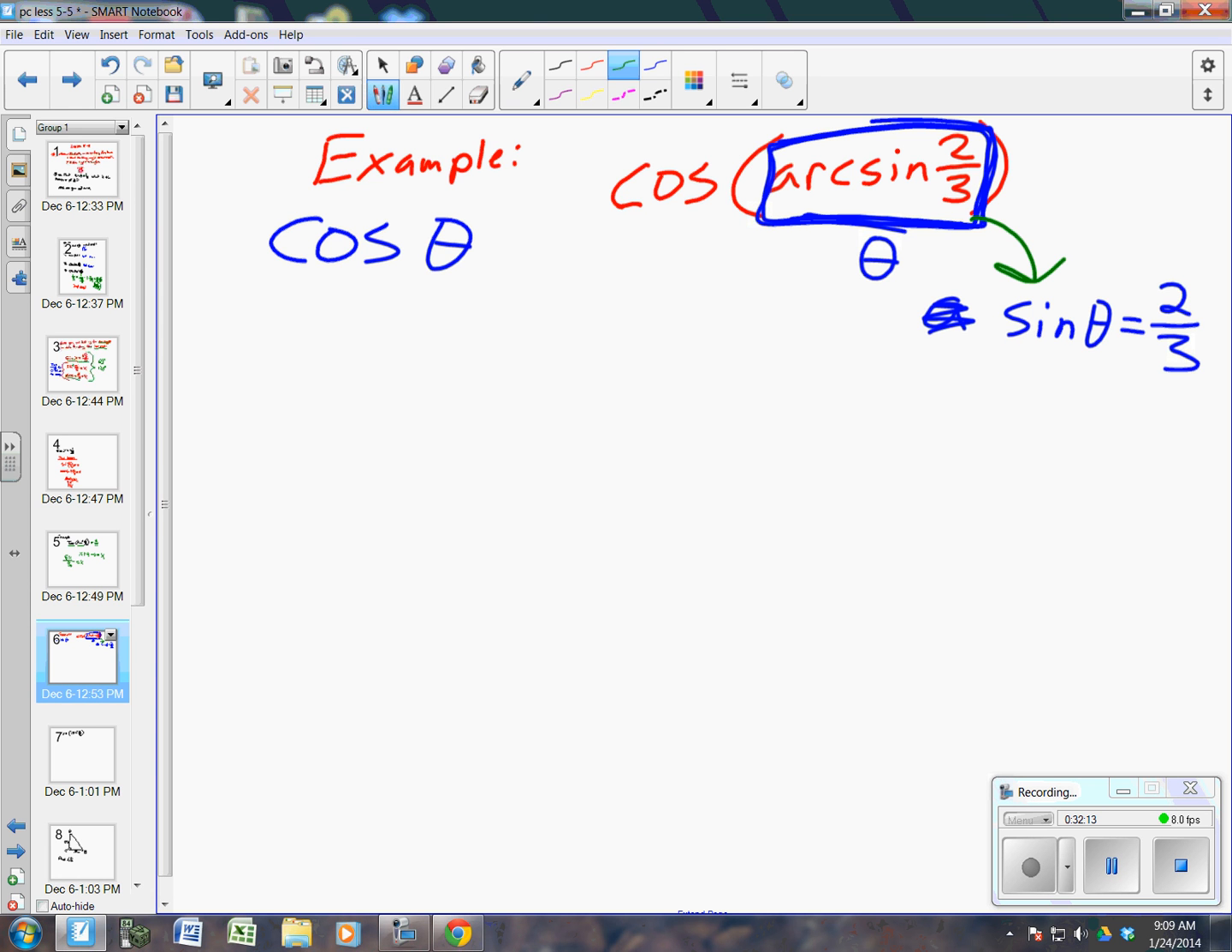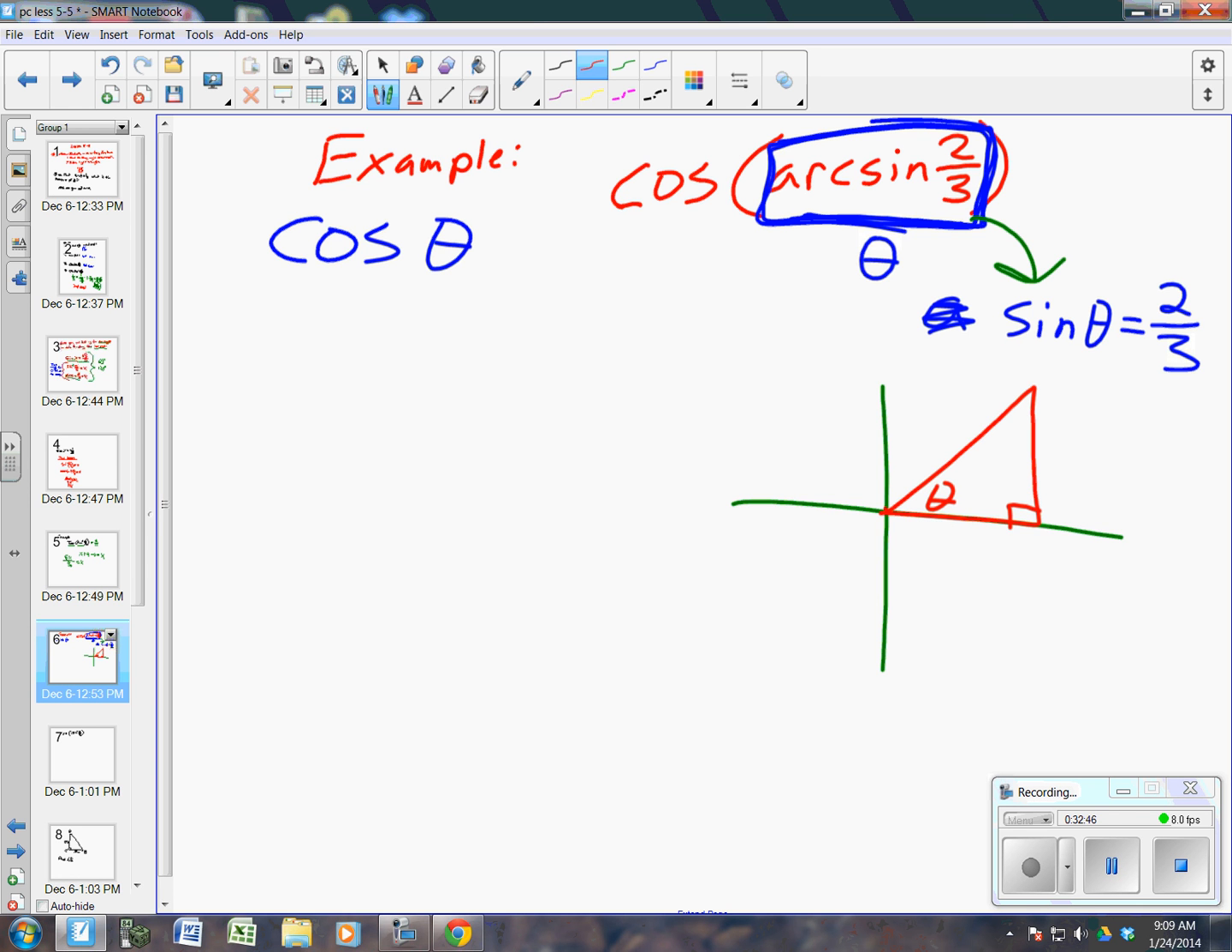Okay? Now, 2/3 is not on the unit circle, so I'm going to have to draw a triangle. We're going to assume, and it will tell you in your book which quadrant this is, that this is in quadrant 1. So I'm going to draw a triangle in quadrant 1. I'm going to put theta right down here. I'm going to draw my right triangle so that one of the sides is laying on the x-axis. That's how we've been doing it this whole time. And I'm going to label sides.